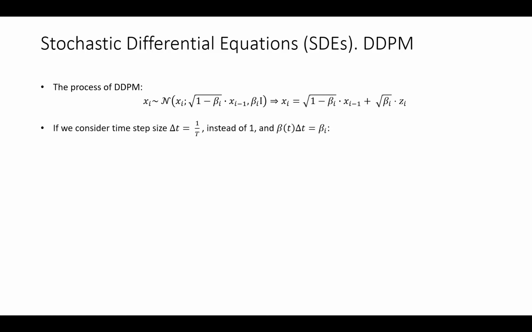Okay, so now what we can do to relate to this SDE is to set delta t as 1 upon t, and beta t delta t will be beta i. So we can then write down here, now we are going to introduce t instead of i. So here it will be xt equals square root of 1 minus beta t delta t, and this is i minus 1, so our step will be delta t, so it will be x t minus delta t, and this under root, and we are replacing beta with beta t delta t, and instead of zi, we'll have zt. So we are getting there.